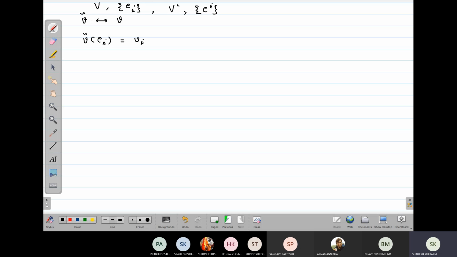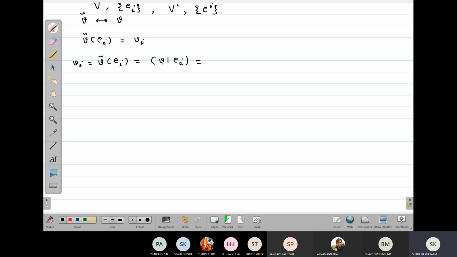Now I will use this correspondence. Vi is equal to V tilde acting on Ei. But what is this V tilde? See how we define this correspondence. V tilde acting on Ei is the same as the inner product of V with Ei, because V tilde is the dual vector corresponding to V.